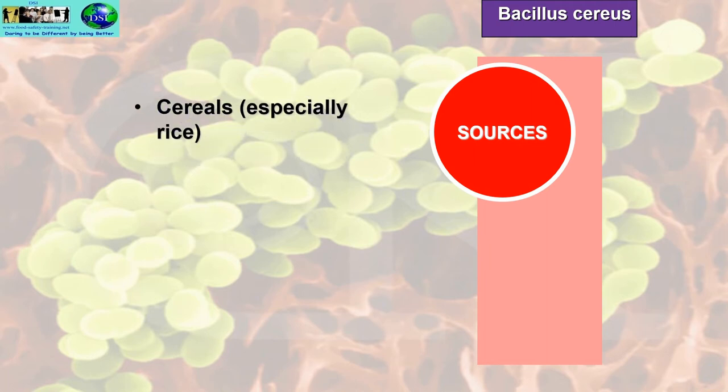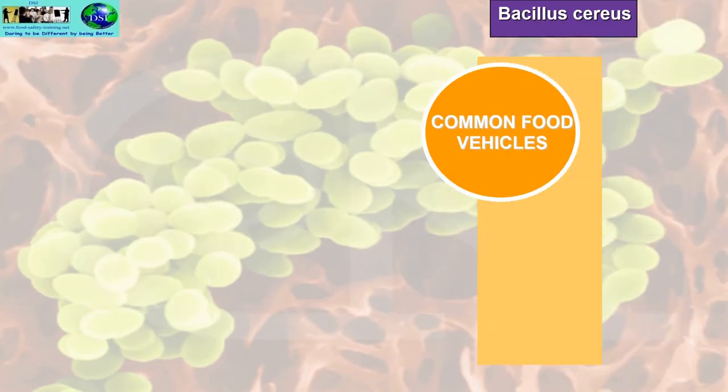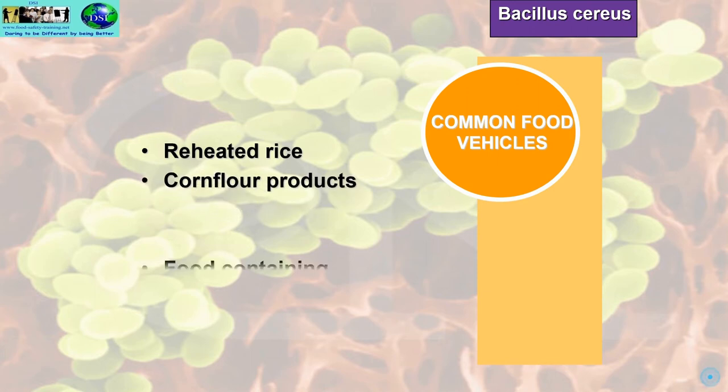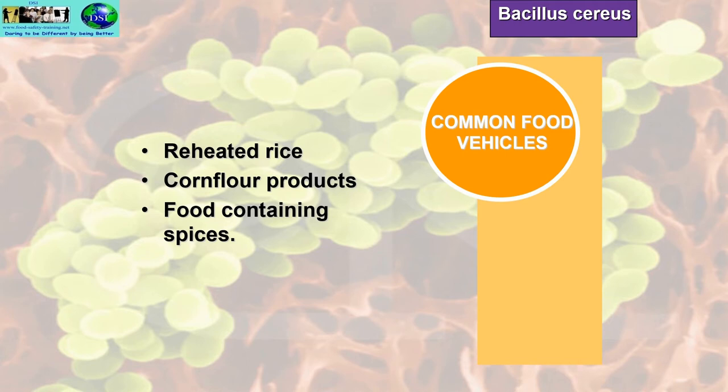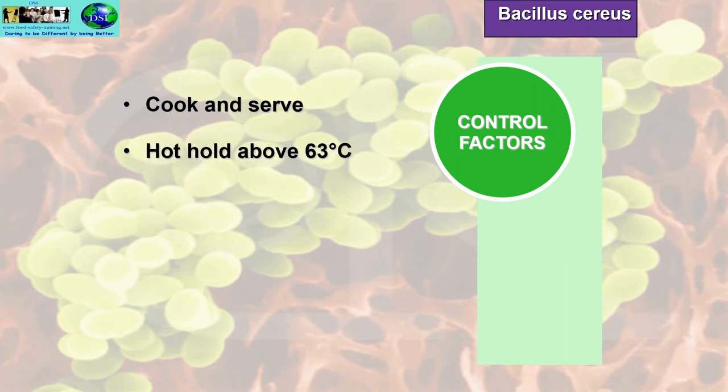Sources include cereals, especially rice, spices, corn flour, bean sprouts, soil, and dust. Common food vehicles include reheated rice, corn flour products, and food containing spices. Control factors, cook and serve straight away. In other words, if you're cooking any rice products, cook it and serve it hot.